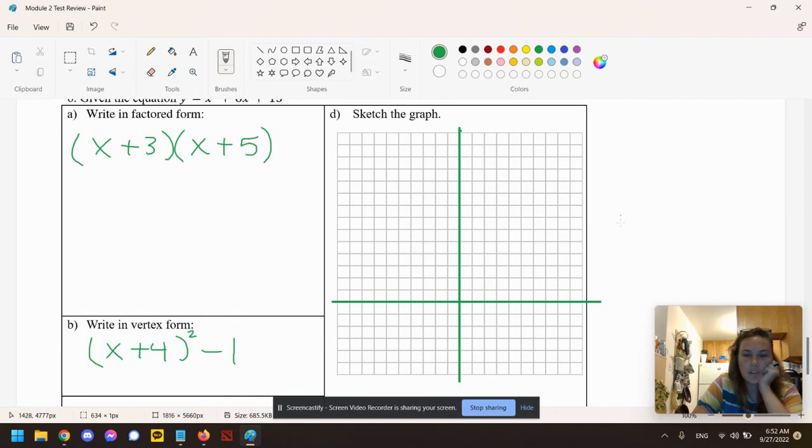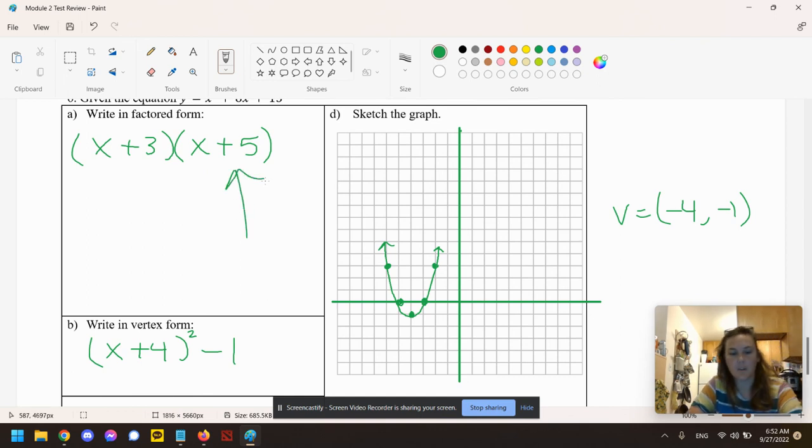I can use my vertex form to know that the vertex is -4, -1. There's no a term out front, so I do my normal over 1 up 1 pattern, over 2 up 4 pattern. I can check my x-intercepts by looking at factored form.